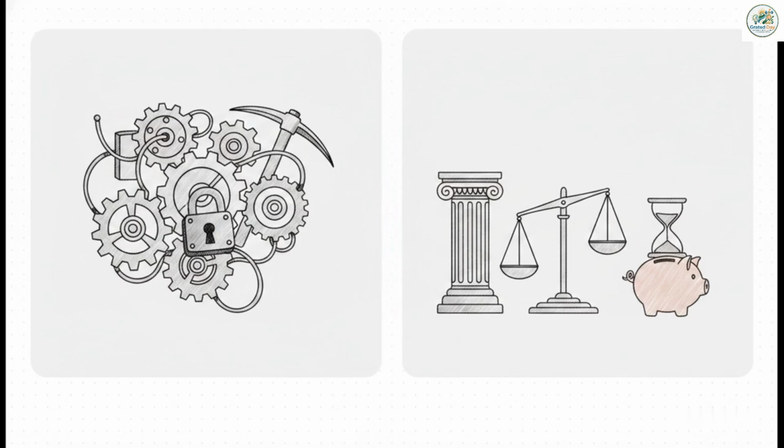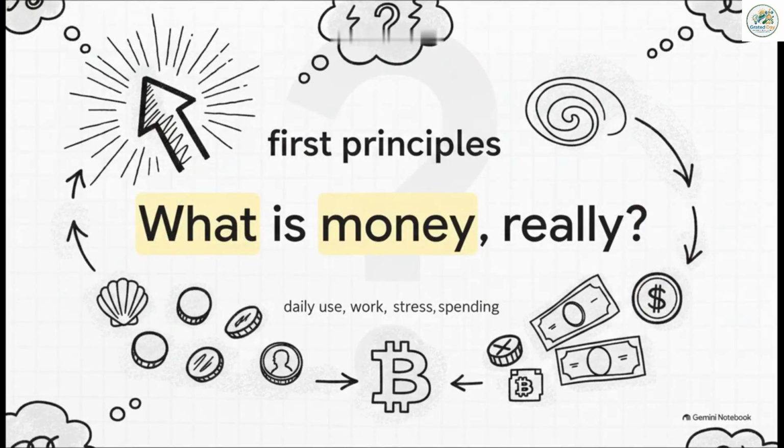Because Bitcoin wasn't just built to be a neat piece of software, it was built to solve a very old, very human problem. To understand that problem, we have to zoom all the way out to first principles. We have to ask the fundamental question that sits at the very heart of all civilization, trade, and commerce. What is money, really? It's a deceptively simple question, right? I mean, we use it every single day. We work for it, we stress about it, we spend it. But if someone just stopped you on the street and asked you to define what money actually is, completely independent of the paper bills in your pocket, how would you answer?